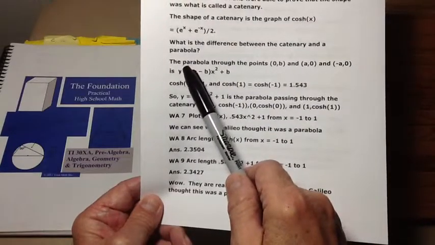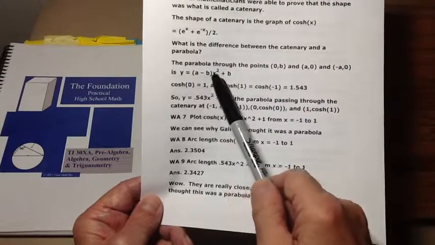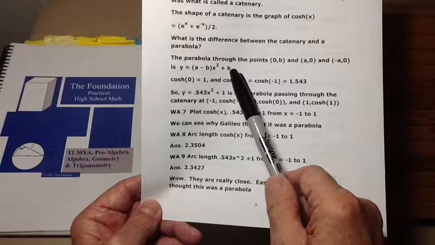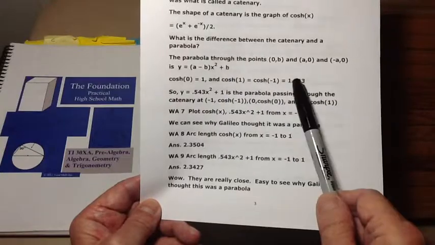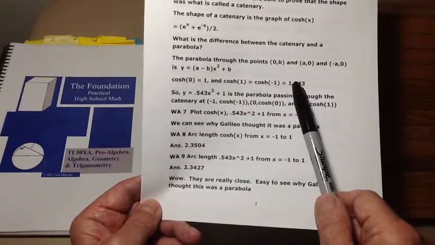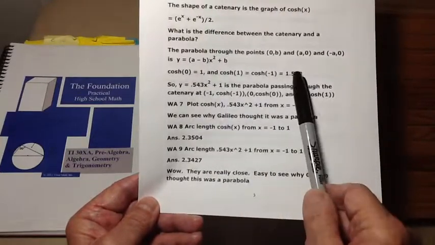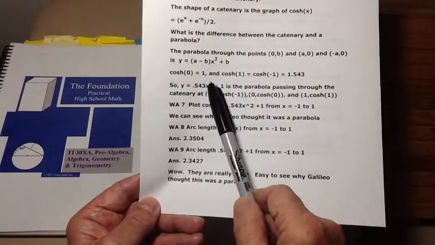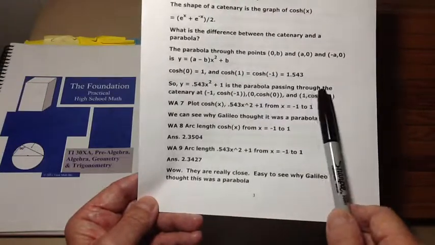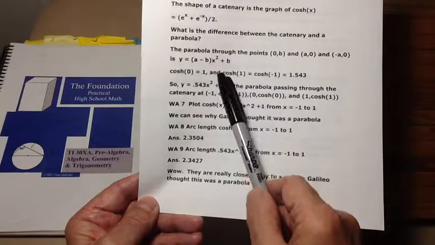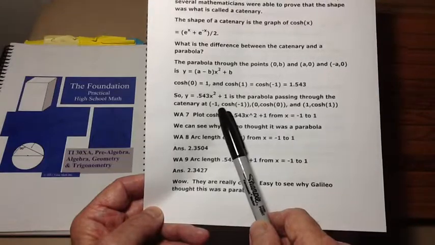Well, the facts of the matter are, if you've got a parabola and it goes through the points (0, b), (a, 0), and (-a, 0), it'll have this form. We learned that back in Tier 4 in analytical geometry. And we also know that if we evaluate the hyperbolic cosine at 0 and at 1 and at -1, we get these three numbers. You can do that with the TI-30XA calculator. And so what that means is that this equation, y equals 0.543, notice this is 1.543 minus 1, times x squared plus 1, will be a parabola that passes through the very same 3 points the catenary passes through at these 3 points right here. And so that's something we can learn just from what we already know about the hyperbolic cosine and the parabola from Tier 4.